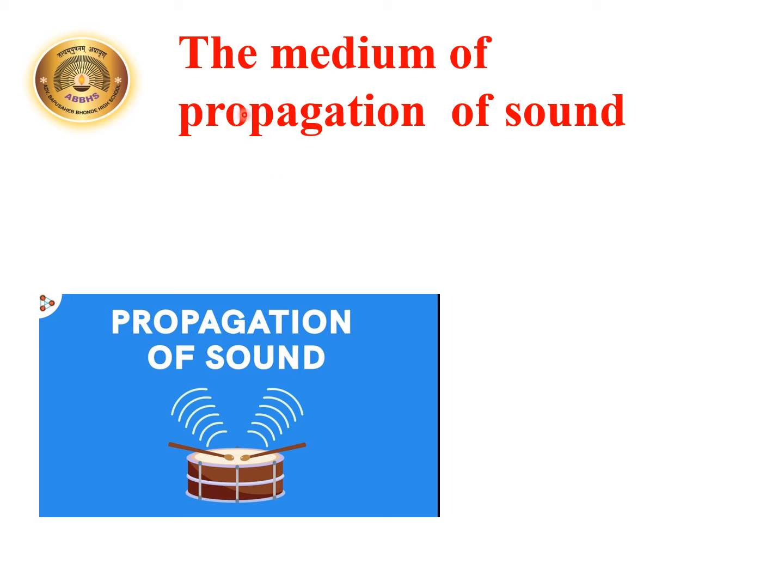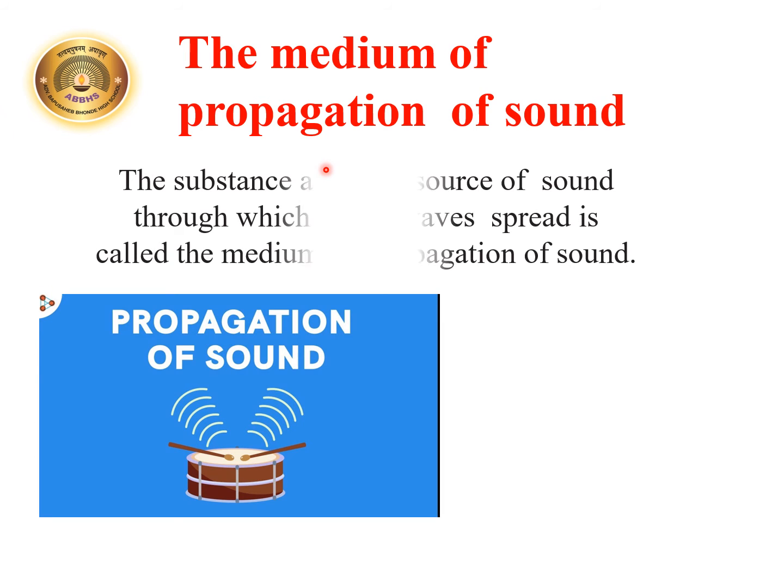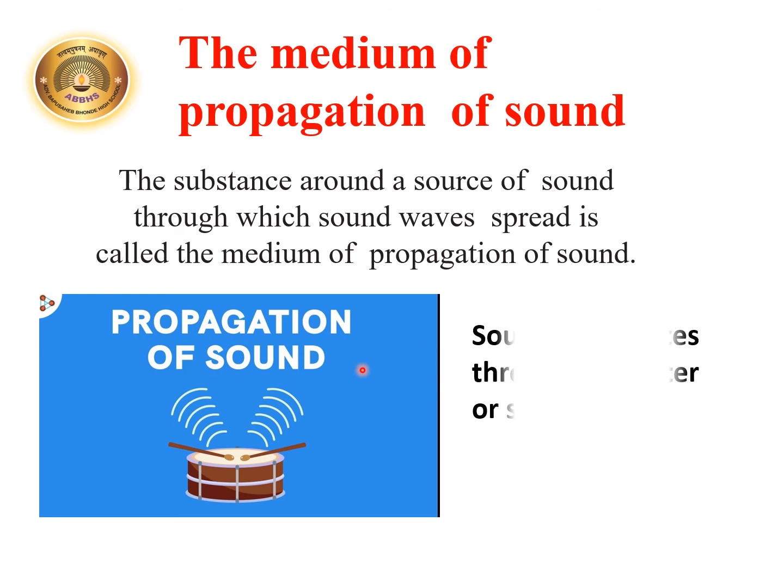Now we will learn about the mediums of propagation of sound. The substance around a source of sound through which sound waves spread is called the medium of propagation of sound. Sound propagates through air, water, or solid. Now let us learn in detail about these three mediums.